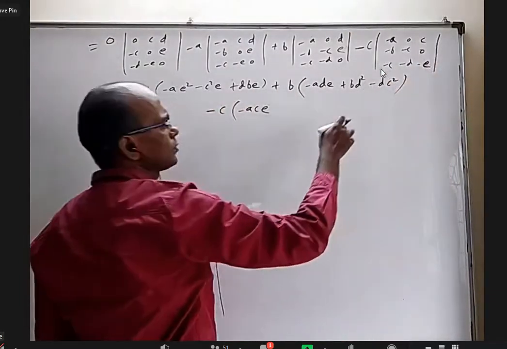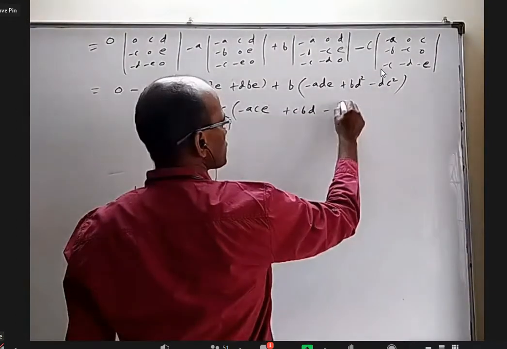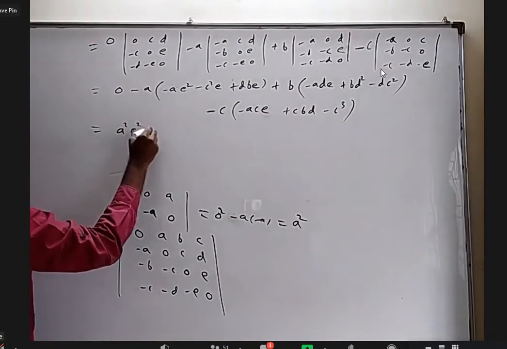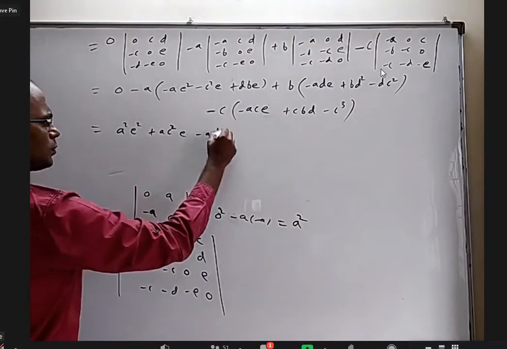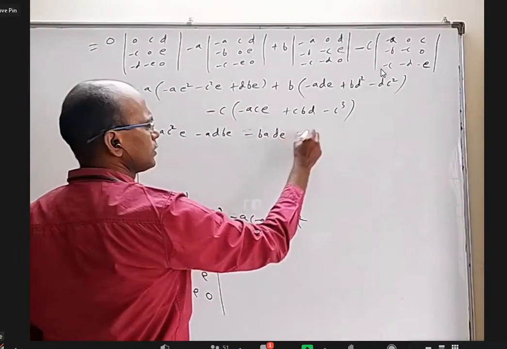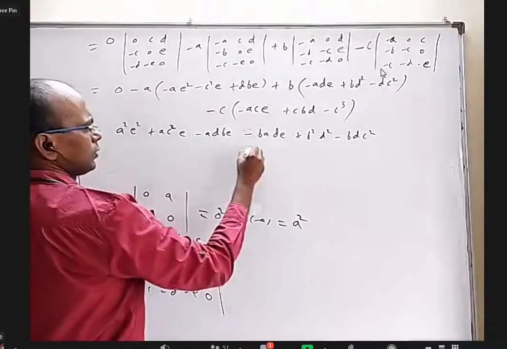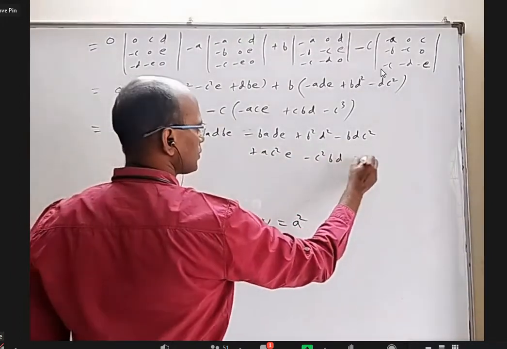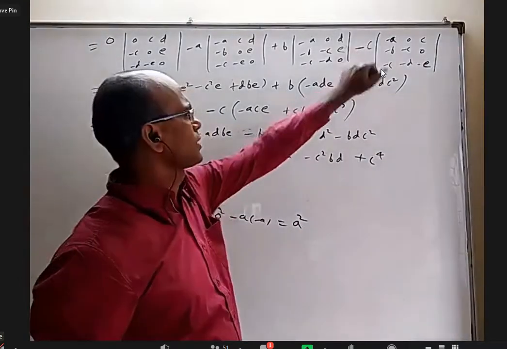This is C into BD, C BD and minus C. Okay. What I'm getting then is A square E square plus A C square E minus ABB minus BAD plus B square D square minus BD C square plus A C square E minus C square B plus C power 4. Anyway, the last one you should write outside minus. Okay.